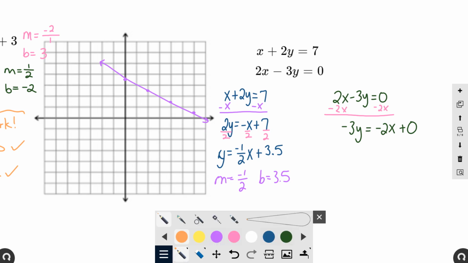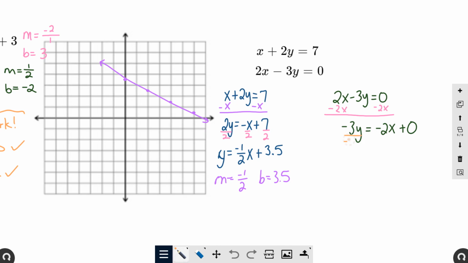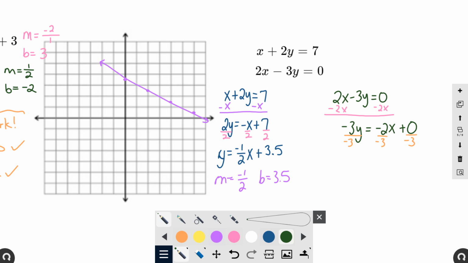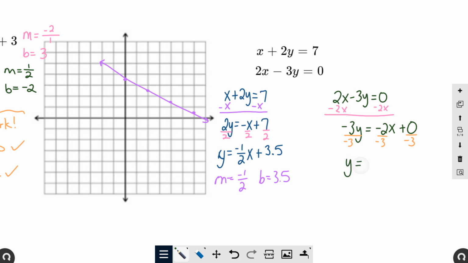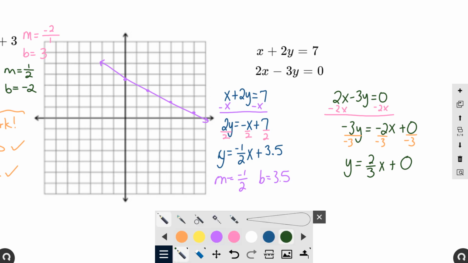All right, and then my last step is to divide every single thing. So y equals a negative divided by negative is a positive 2/3 x. Plus, what's 0 divided by any number? 0. So you can put plus 0, or again, you can leave it off. I like to put it because I like to see it on my graph.